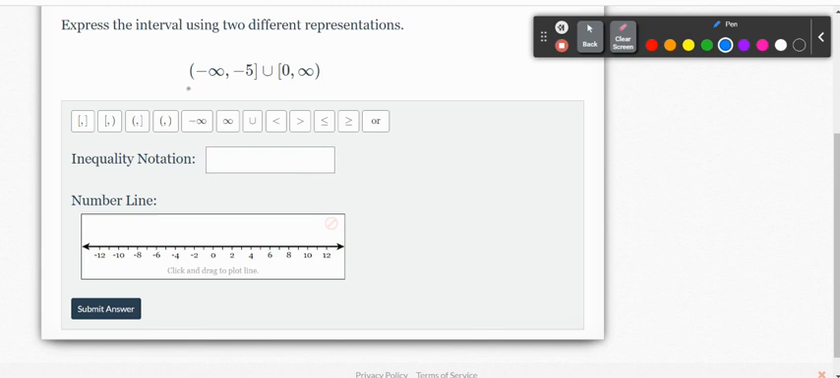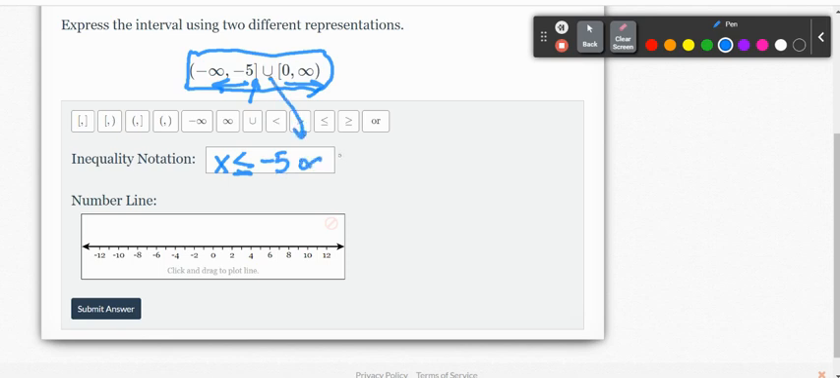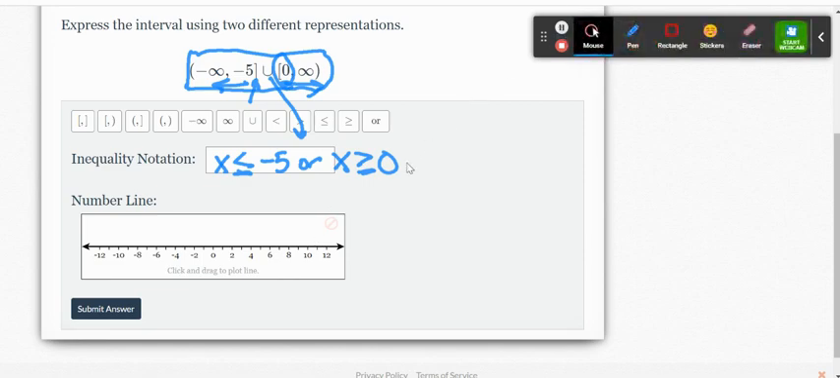We have brackets this time. So the last problem was open dots. This one is going to be closed dots, still pointing away from each other, just like the last one. So the inequality symbol is going to be x is less than or equal to -5. And then you translate the union symbol to be "or." x is bigger than, or again, equal to, because of the bracket there on the 0. Down on the graph, again, we're going to keep it this time with solid dots.